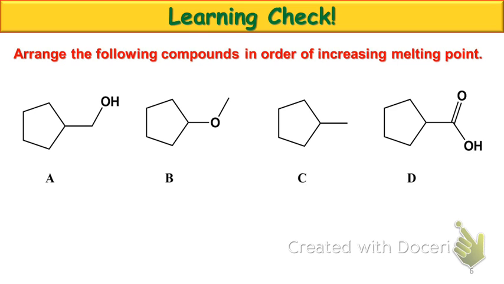So this question should look really familiar, right? Because it's pretty much the same question, except now I say increasing melting point. Which compound would we expect to have the highest melting point? D. Why D? Because it's the strongest intermolecular force. Okay? So we can rank these things accordingly.